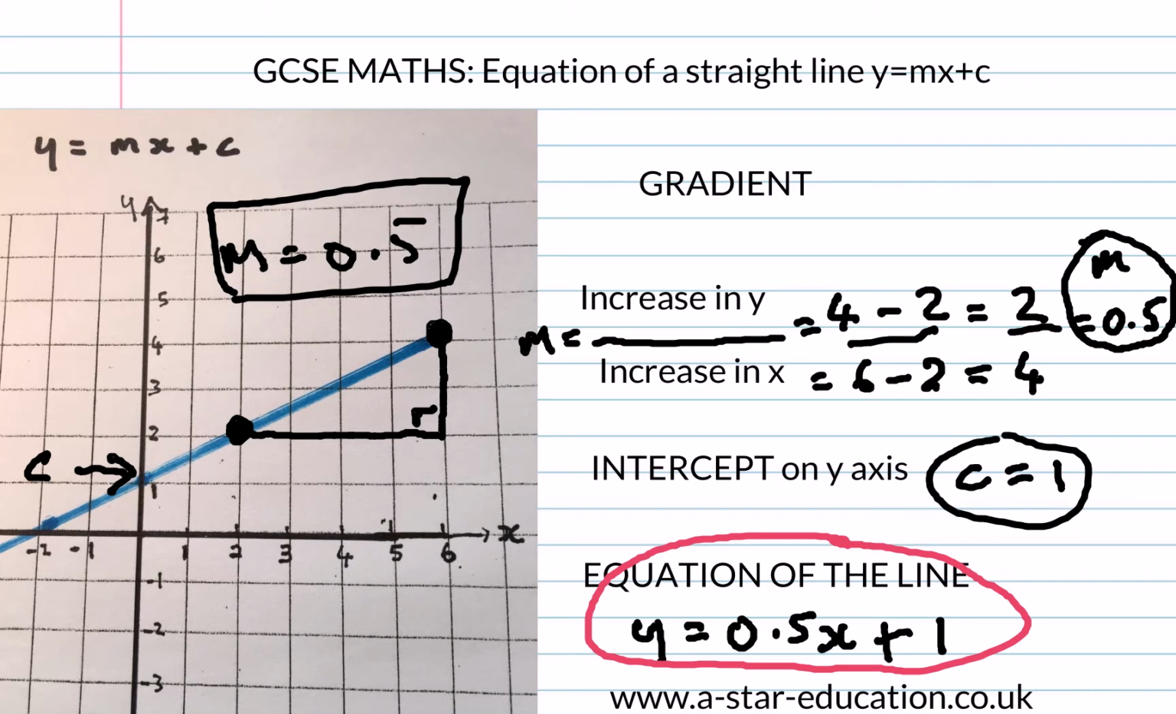We can write that down here on the graph if we wish. So y is equal to 0.5x plus 1. And that is the equation of this line.